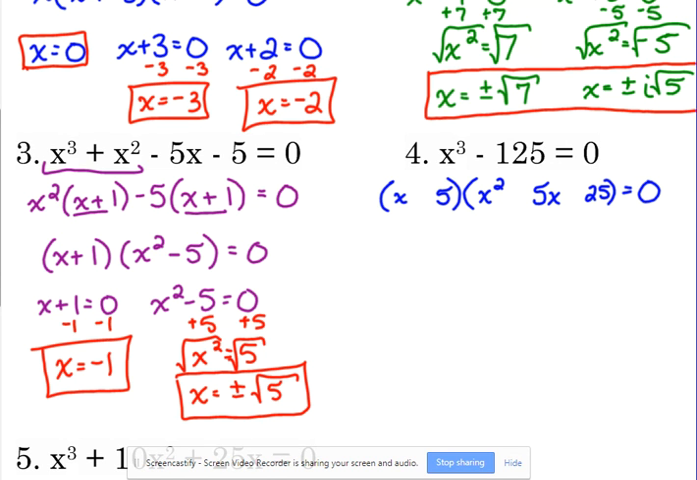Then we use what? SOAP. Same sign that we started with. We started with a negative. Opposite, in this case, is a positive, and the last sign is always positive.